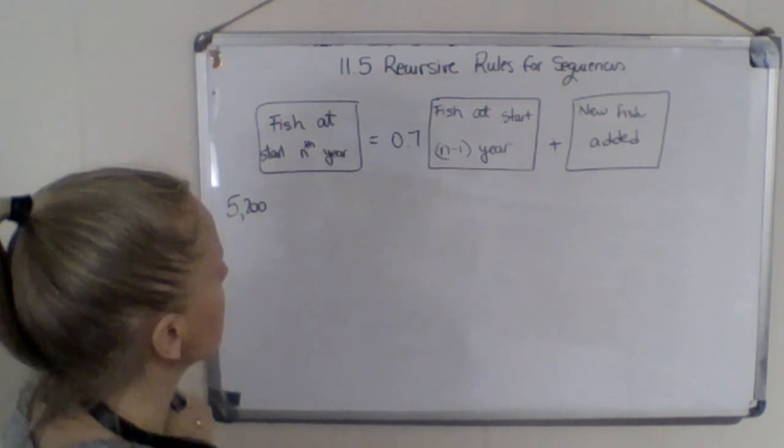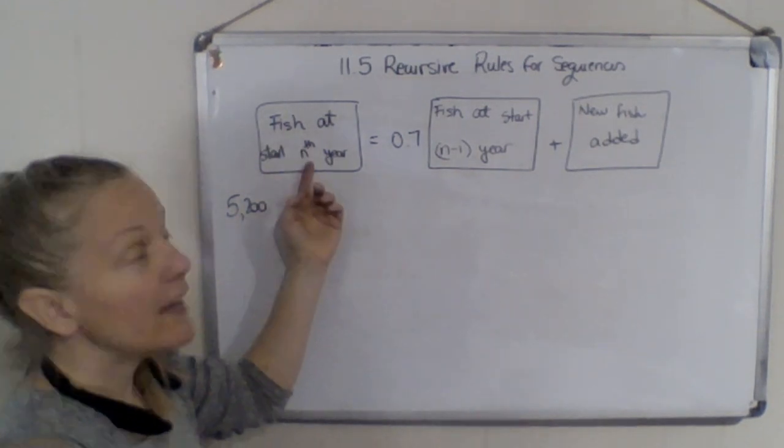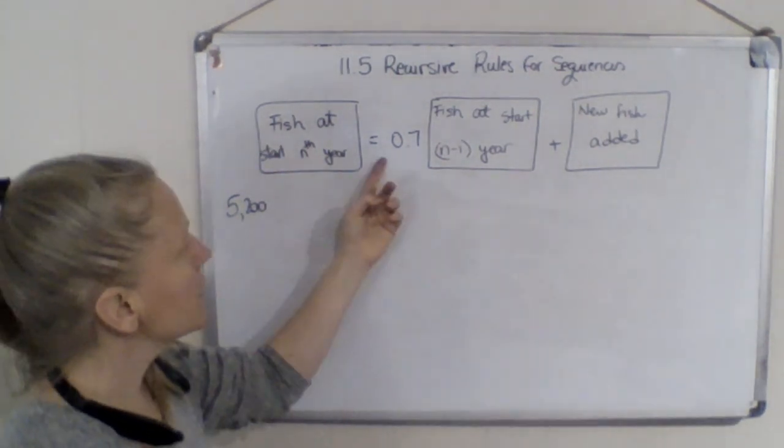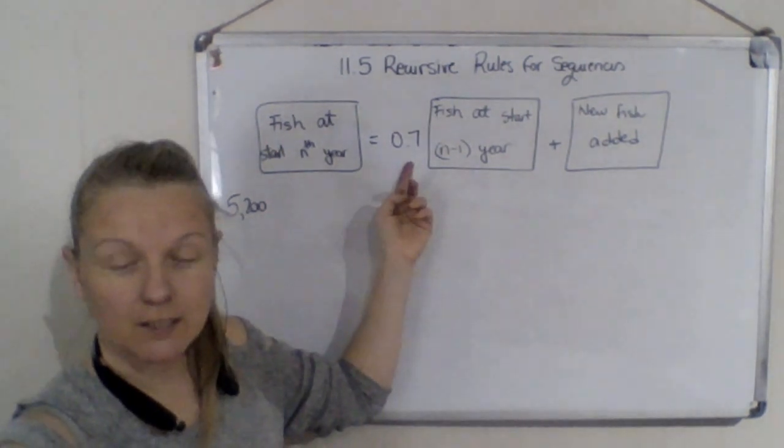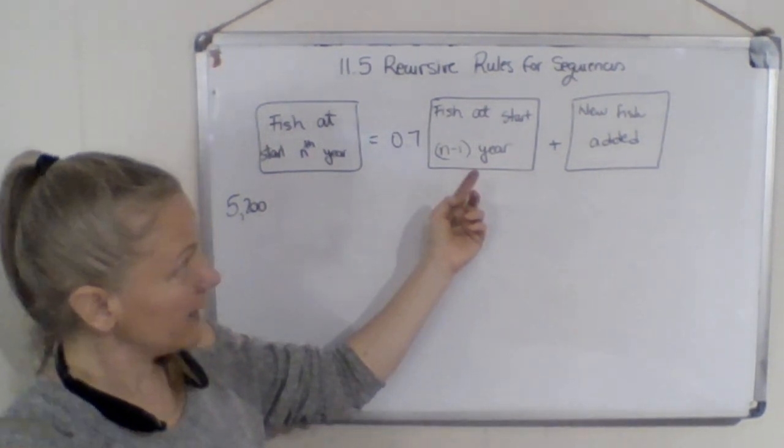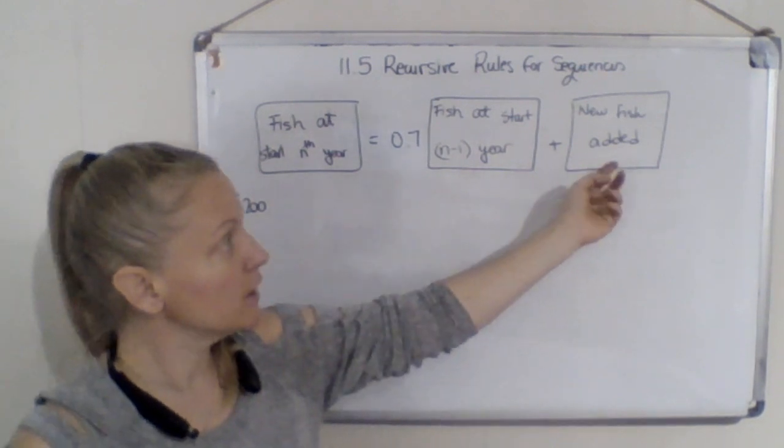So the way we wrote this rule was fish at the start of any year, we called it nth year, is going to be 70% or 0.7, because we're losing 0.3 of what we had the previous year, plus the new fish that were added.